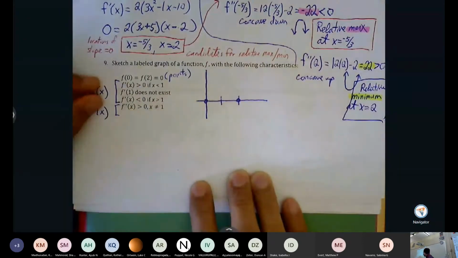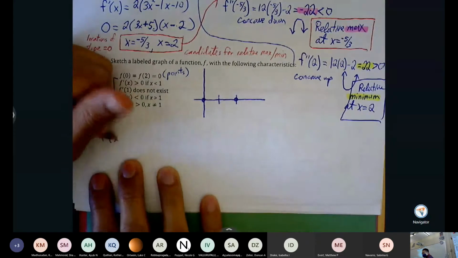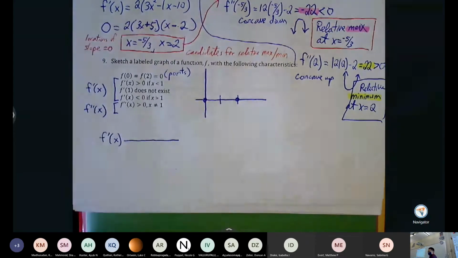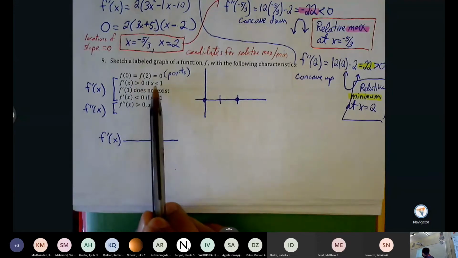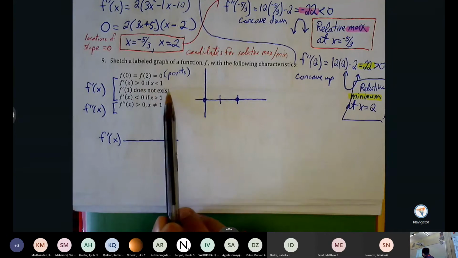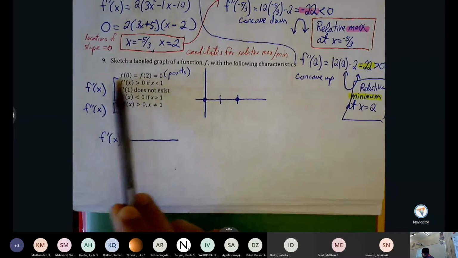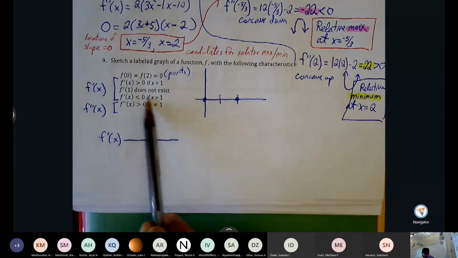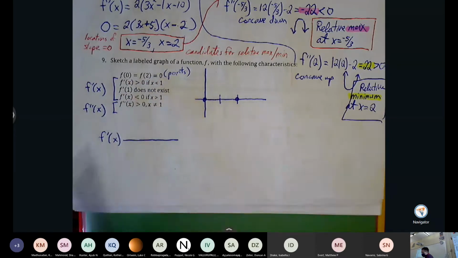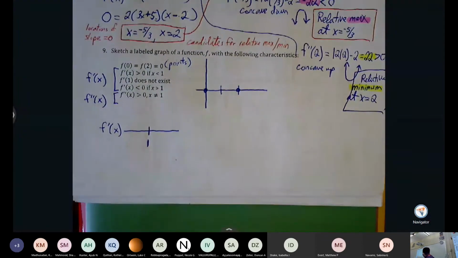Okay. I'm going to read these statements, and we're going to put this onto our slope sign line. F prime of x is greater than 0 if x is less than 1. F prime of 1 does not exist, and f prime of x is less than 0 if x is greater than 1. So from here, we can gather that there's a critical point that we're talking about. What critical point is it? 1. Okay, so let's put 1 onto our f prime sign line. Kind of helps anchor our f prime sign line a little bit.